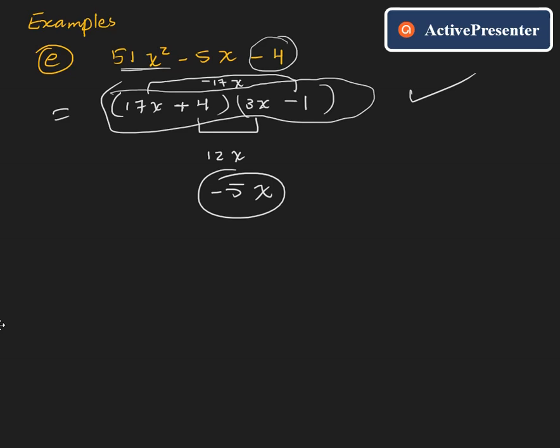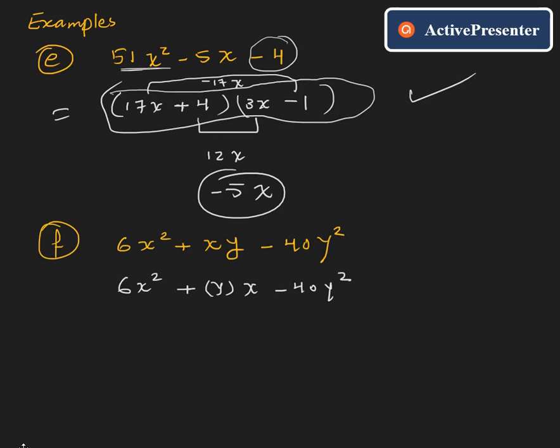Let's take another question. Again, I would make this easier. So this is 6x squared plus y multiplied in x minus 40y squared. So factor this. This is equal to, let's factor 6x squared into 3x multiplied in 2x. Okay, and check what are the numbers that, if you multiply, you will get 40. This is only because we have a here.